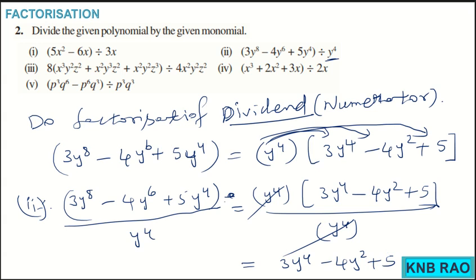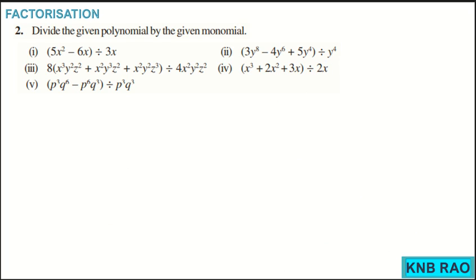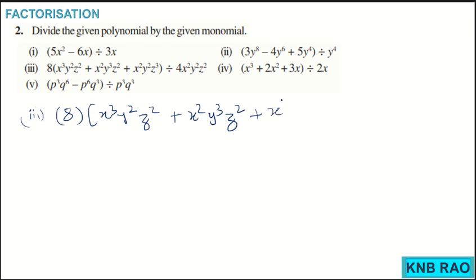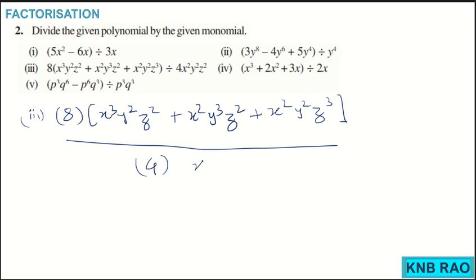Let us take another one. So I am taking question number 2 once again. Any other question I will take. So coming to any other question from third, fourth, fifth, let us solve the third one. See children, in the third one, 8 times, it's already there, and inside x cube plus y square z square plus x square y cube z square plus x square y square z cube, we will be able to take out something in common. What is that?